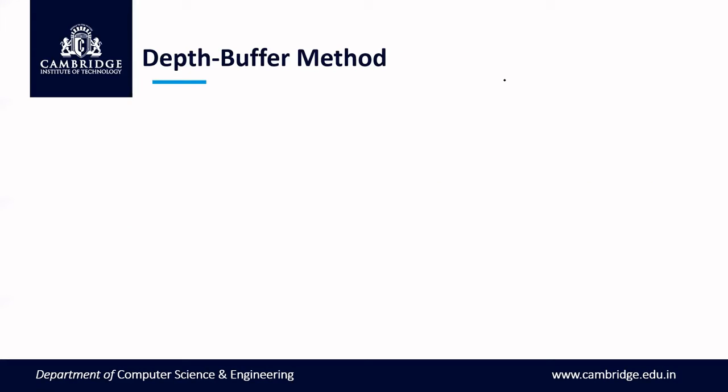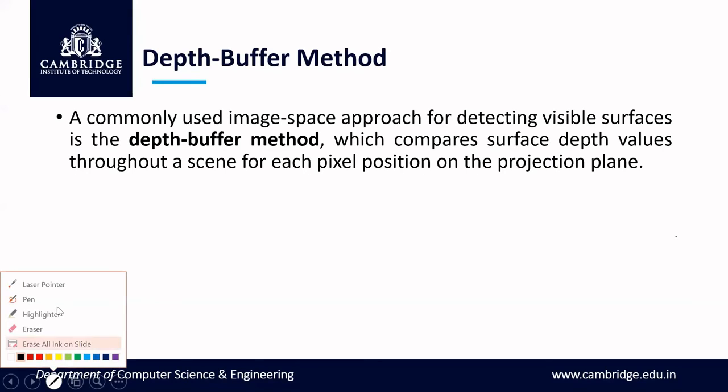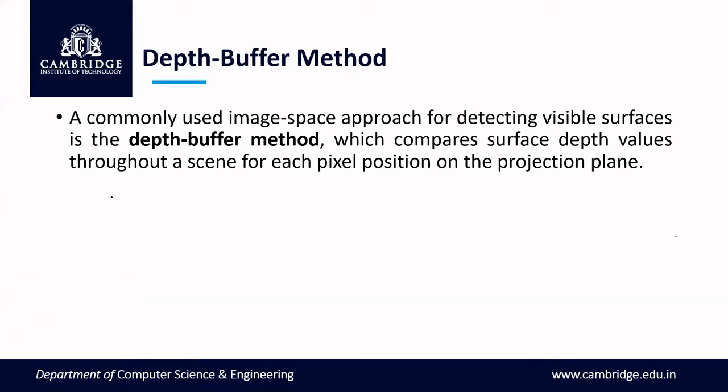Now, the next algorithm: the depth buffer method. The depth buffer method is based on the image space approach. Here we are detecting a visible surface. The previous algorithm, back face, was detecting a hidden surface. We will only have two faces, front and back face, because we will divide into polygons.